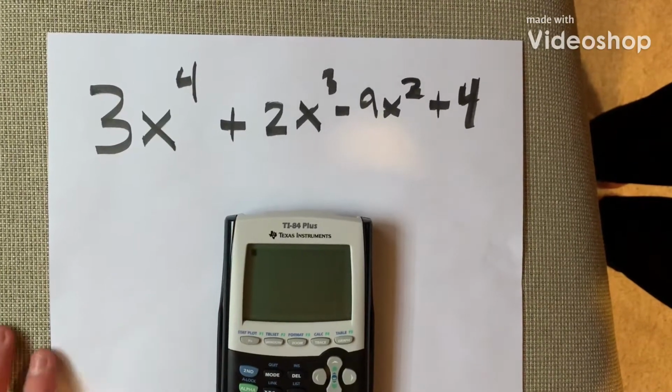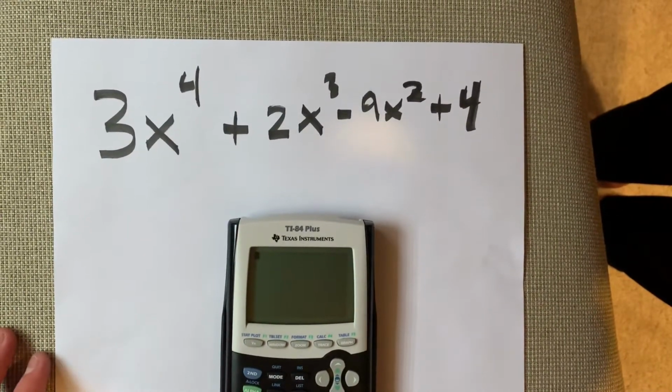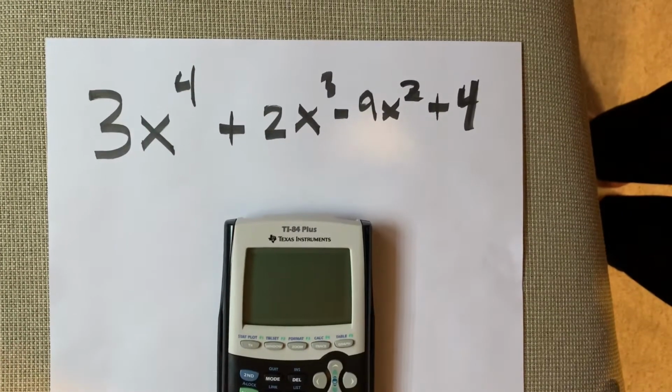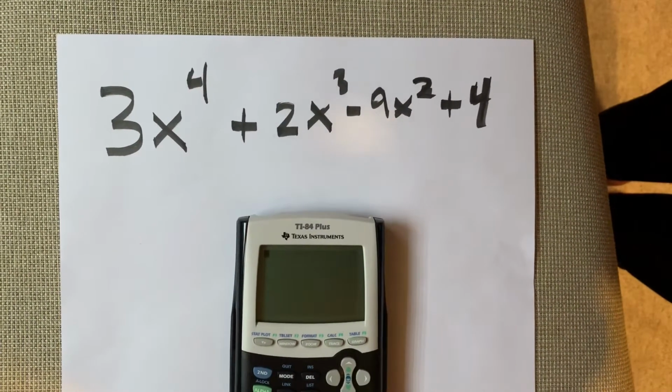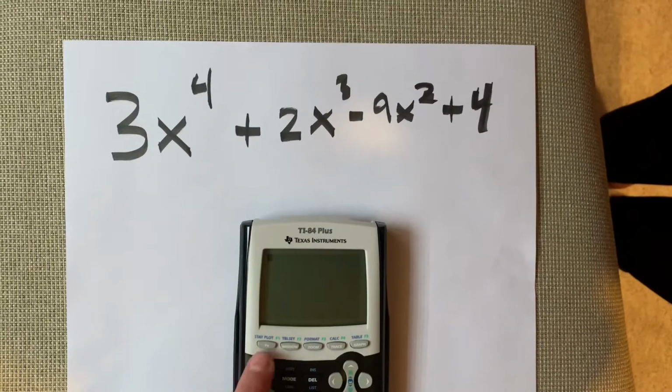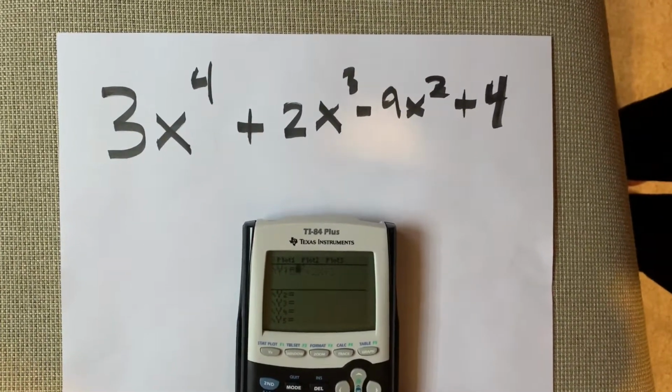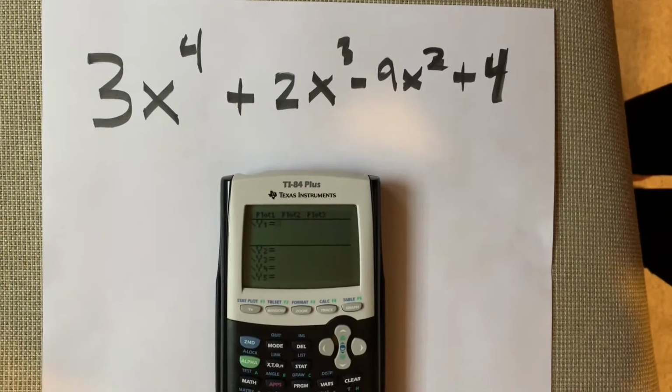So today I'll be showing you how to put your equation into your calculator and graph it. So with your equation, you have 3x to the fourth plus 2x cubed minus 9x squared plus 4. First, you're going to want to hit the y equals button and clear out if you have anything in there. And then put your equation in.